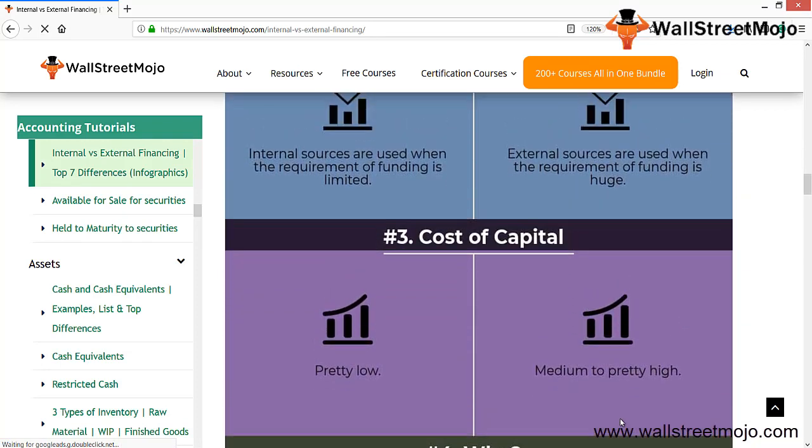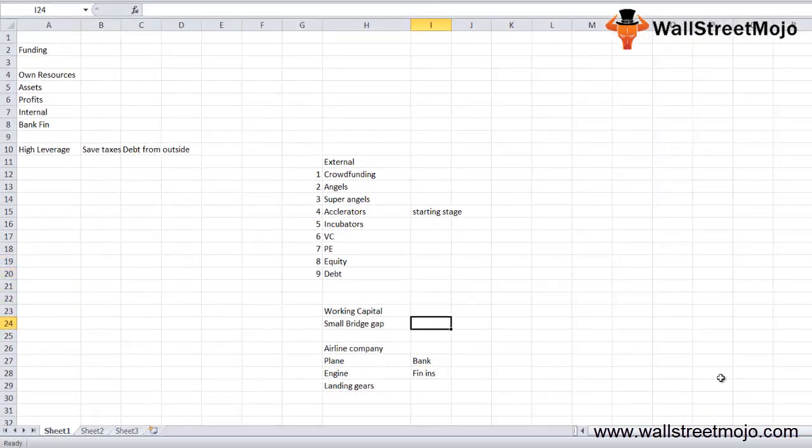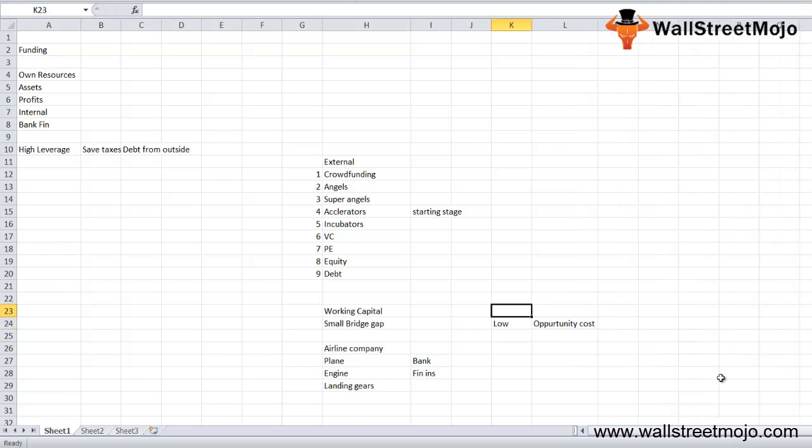The third is the cost of capital. The cost of capital for the internal is pretty low, and here it is medium to pretty high. Now, why am I saying this? Because of the very simple reason that internally the cost is low, because the cost will be your opportunity cost. There's nothing more than opportunity cost over here, because let's say you had cash standing with you at 200, or let's say 100 million. You're a very great big company, you have a ton of cash in your pocket.